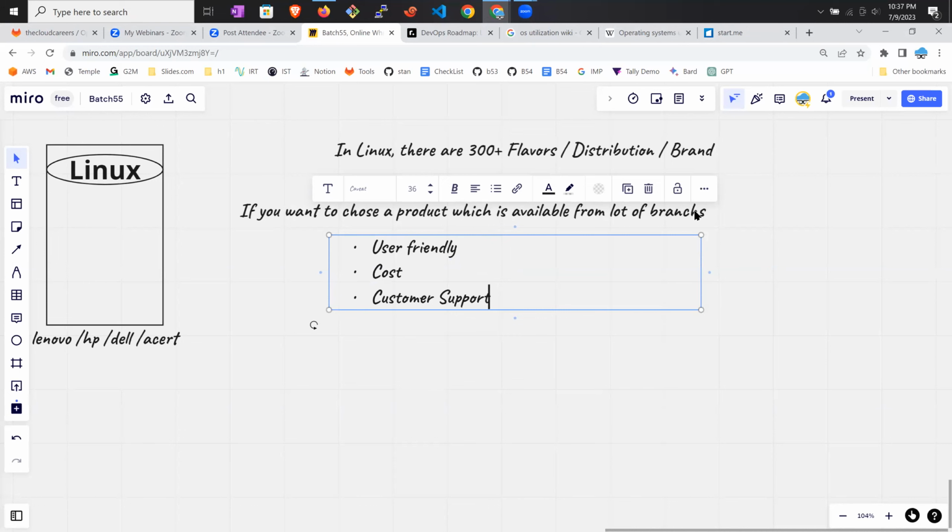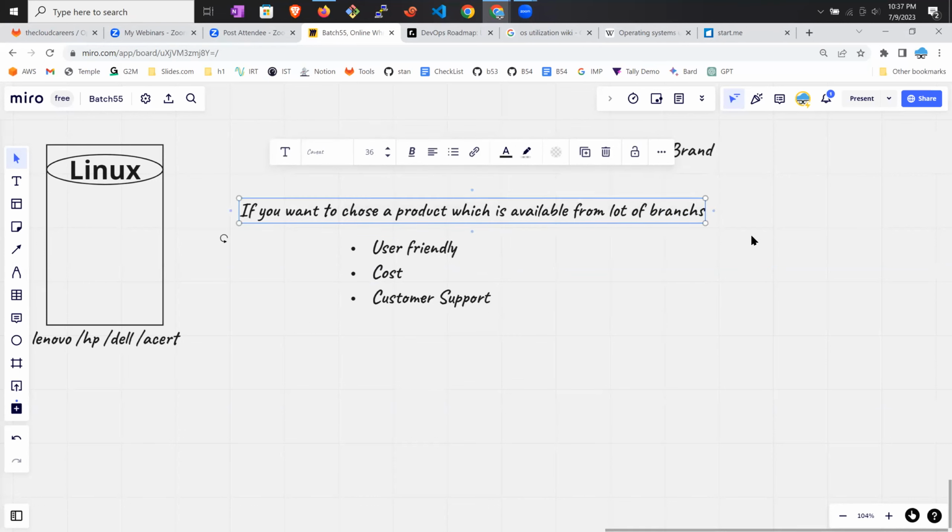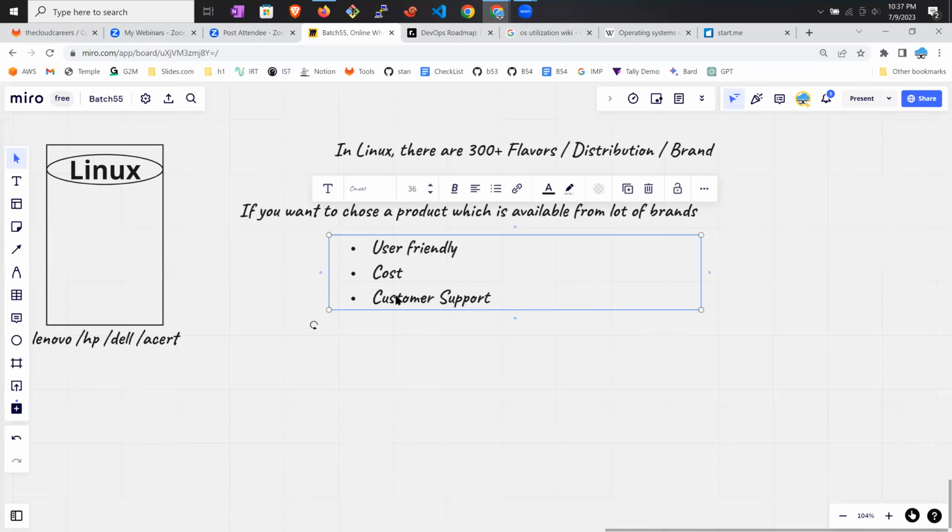Brand, yeah, obviously brand. But you will establish the brand value only based on these factors. A brand will achieve its brand value based on the customer support, based on the cost, based on the user friendliness. So you select a brand based on these factors. Okay. Another thing.